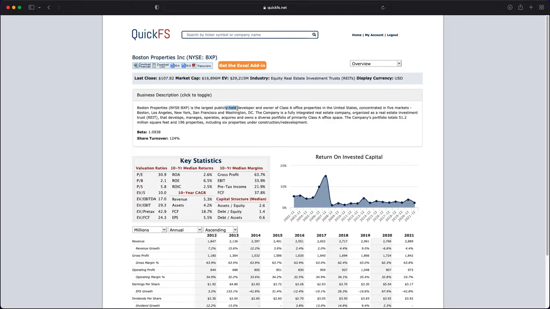It's the largest publicly held developer and owner of Class A office space in the United States. It's in five markets: Boston, Los Angeles, New York, San Francisco, and Washington, D.C. So very, very expensive markets, fully integrated real estate company.